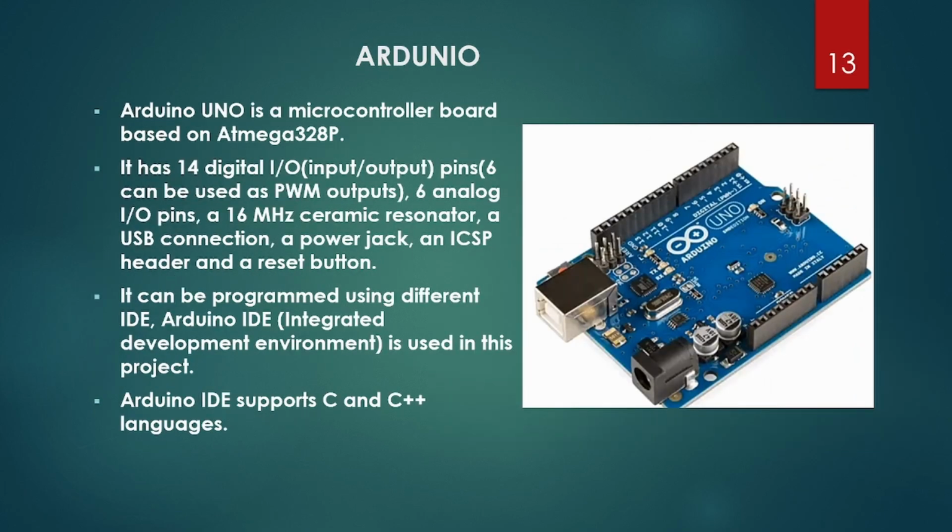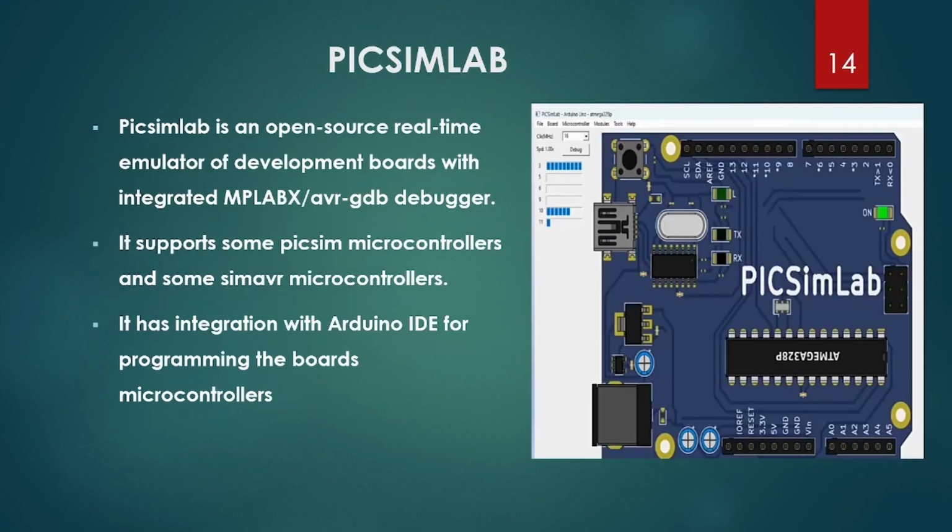So here we are going to discuss Arduino Uno. Arduino Uno is a microcontroller board based on the ATmega328P. It has 14 digital input and output pins, six analog input pins, a 16 megahertz ceramic resonator, a USB connection, a power jack, an ICSP header and a reset button. It can be programmed using different IDEs. The Arduino IDE is used in this project. The Arduino IDE supports C and C++ languages.